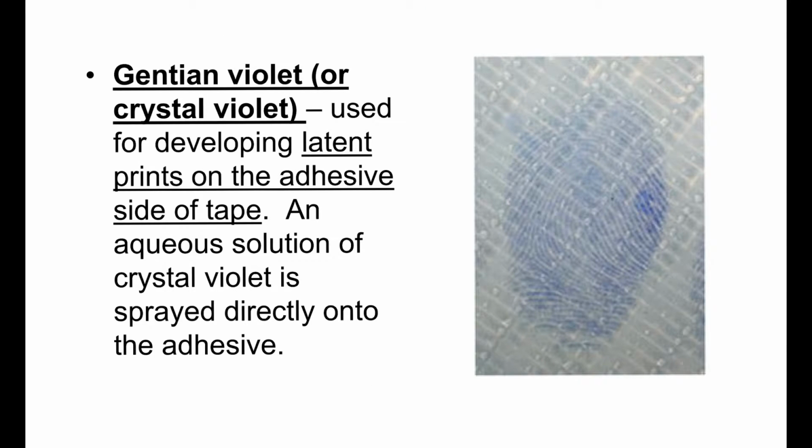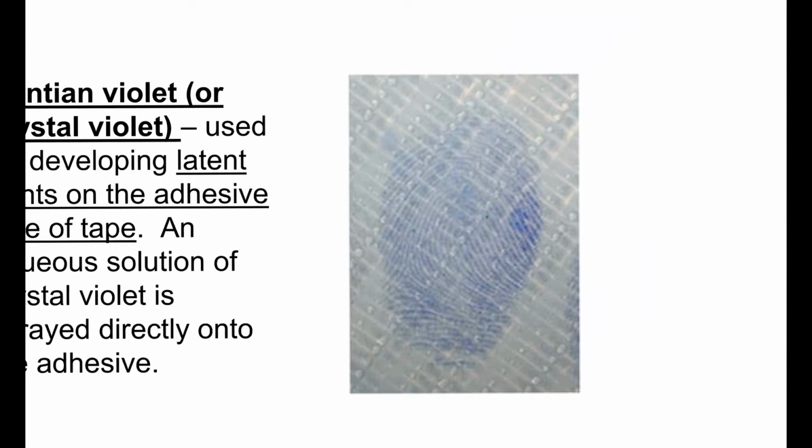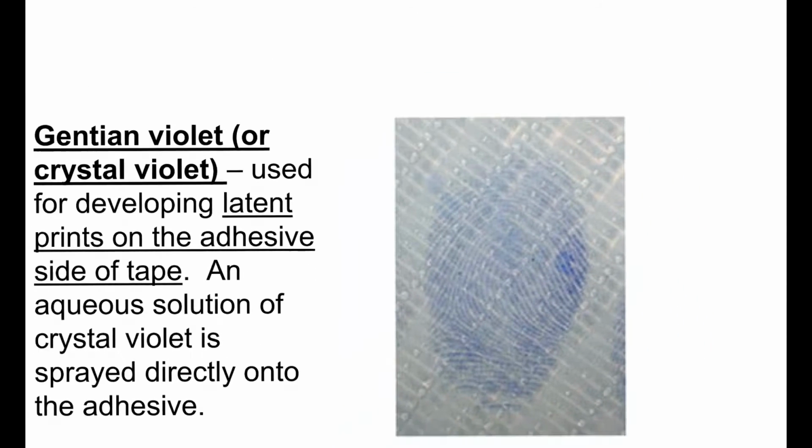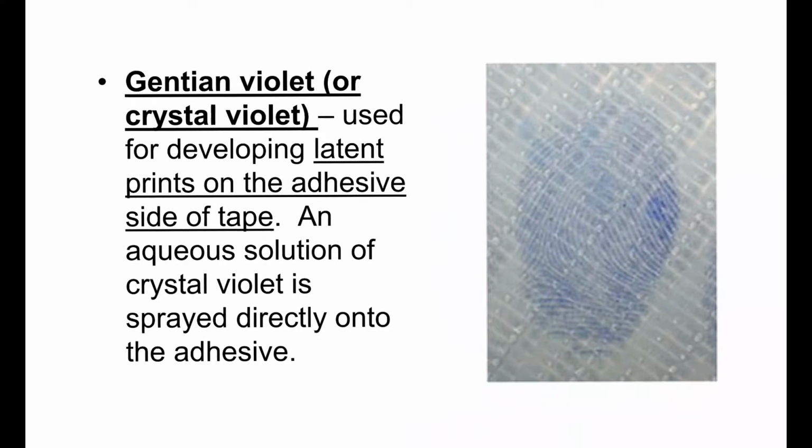Another popular chemical is crystal violet. Crystal violet is used for developing latent prints that are found on the sticky or adhesive side of tape. Sometimes you pull tape off and it sticks to your finger. When you pull the tape off of your finger, you can see your print. Well, we can make that print stand out even more if we use crystal violet on it. Again, it's one of those liquid solutions that we just spray on. We give it a little bit of time and it turns your print a bluish purplish color.